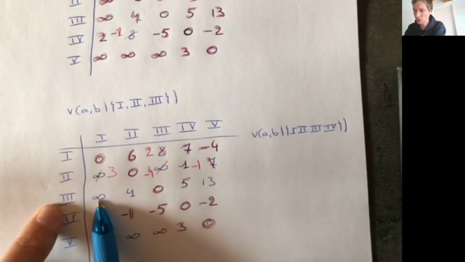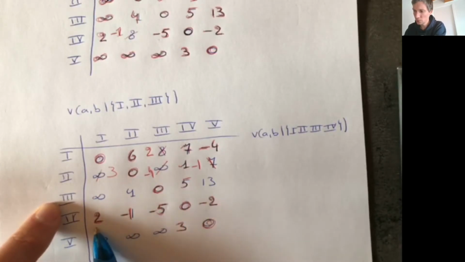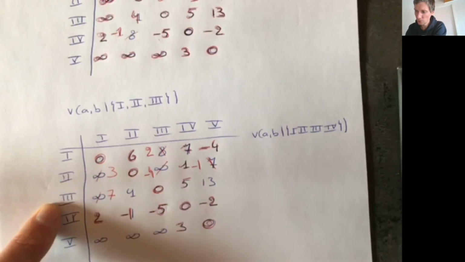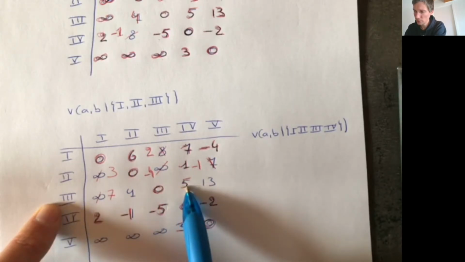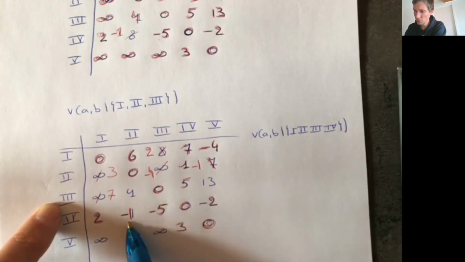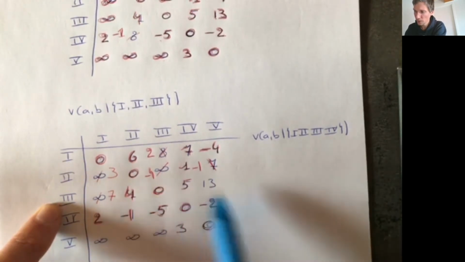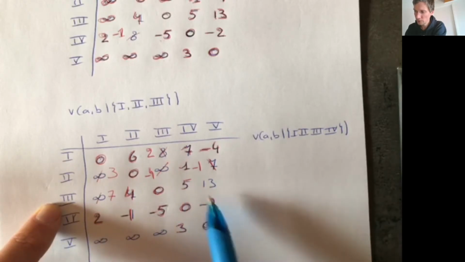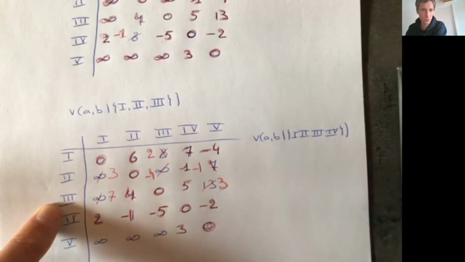Okay, so this row, 3, I have infinity. 3 to 1 I have infinity. 3 to 4 I have 5. 4 to 1 I have 2. 5 plus 2 is 7. Also improvement here. 3 to 2 I had 4. If I go via 4 I have 5, -1 is 4. So here this stays at 4. Here I have 13. If I go through 4 I have 5, 5 minus 2 is 3. So this changes to 3.